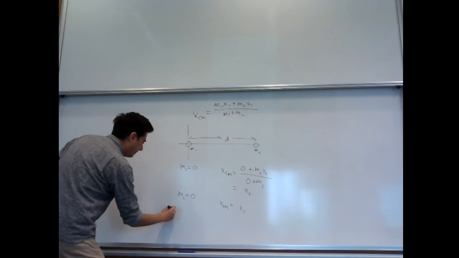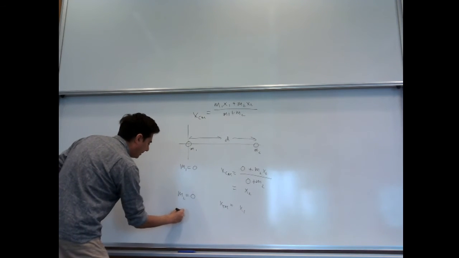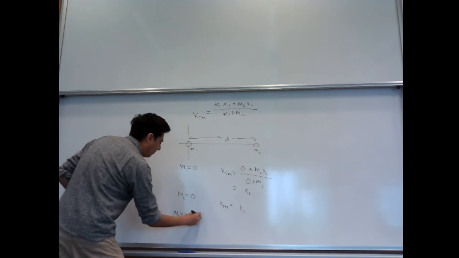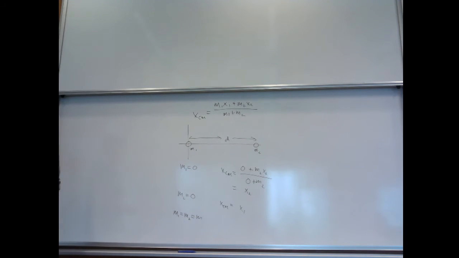Now, what if m1 and m2 were the same? Where do you expect the center of mass to be?